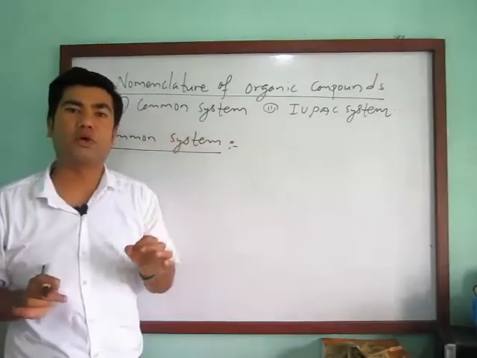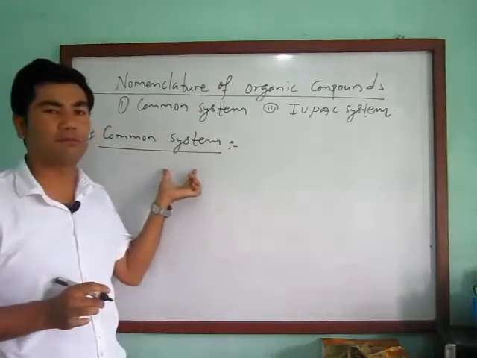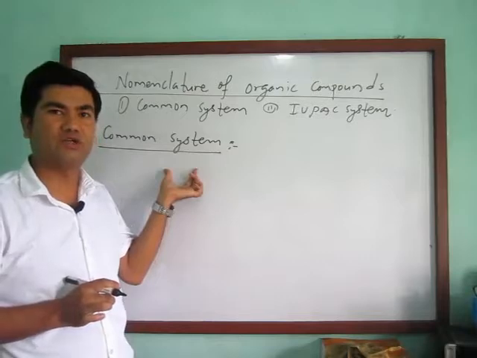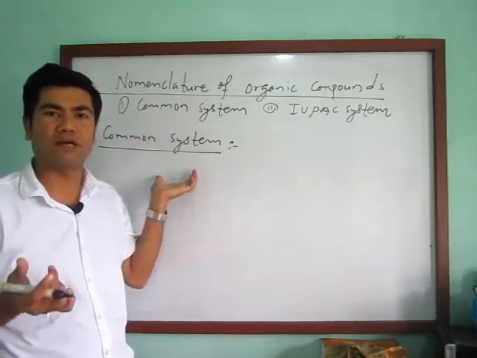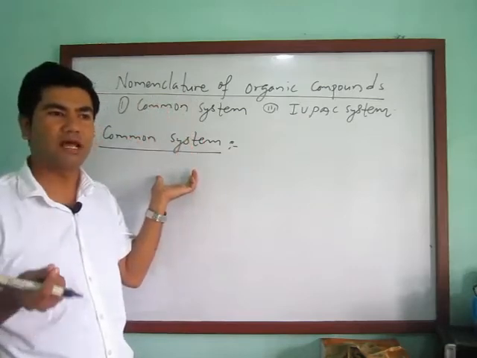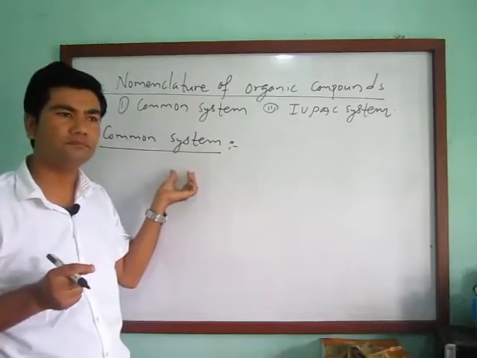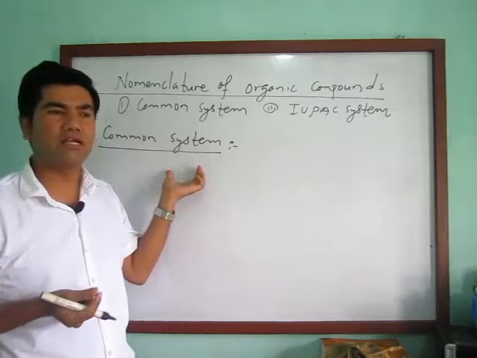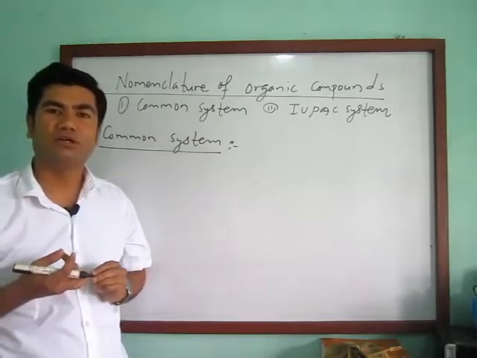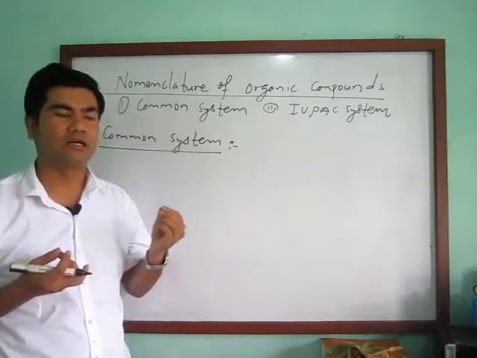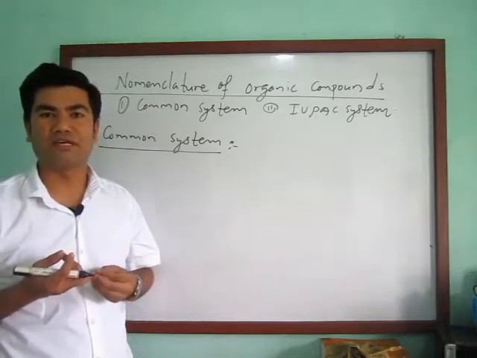So everybody, there is no hard and fast rule to name compounds by the common system of nomenclature. Actually, in the earlier days, the volume of organic compounds was so small that it was easy to identify and name them. So all the names of organic compounds were derived on the basis of their origin, or by their usage, or the mode of their formation.